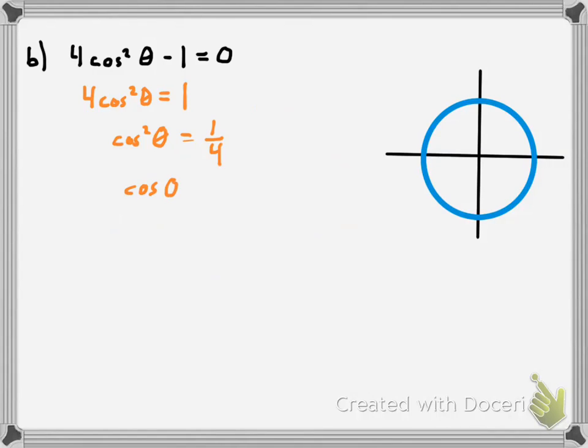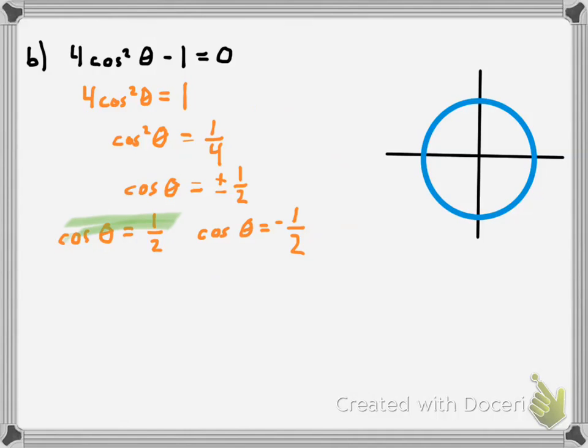Here we're going to get the cosine of theta is equal to plus or minus 1/2. And then you'll separate it into the two different equations. Cosine of theta is equal to positive 1/2, and cosine of theta is equal to negative 1/2. Now coincidentally, these are the same solutions that we just got overall.